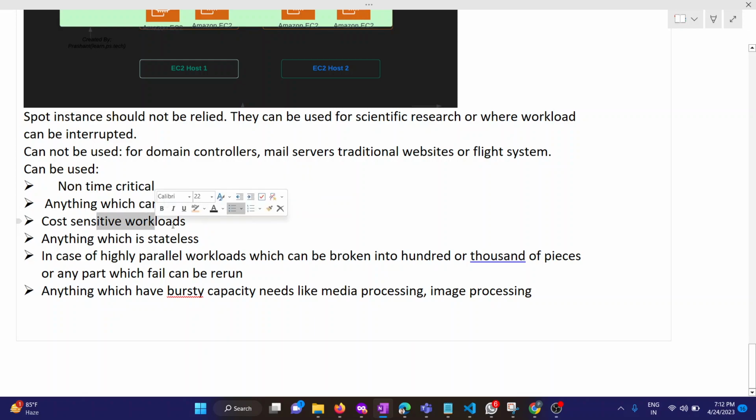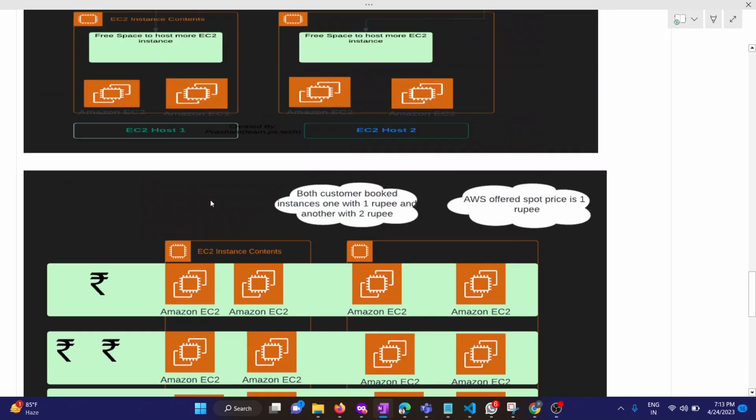They suit cost-sensitive needs; if you need the cheapest, these are the cheapest. They suit anything stateless, because they can be terminated so state cannot remain. Also highly parallel workloads which can be broken into 100 or 1000 pieces, any part of which can be rerun, and bursty capacity like media processing. So that's it.